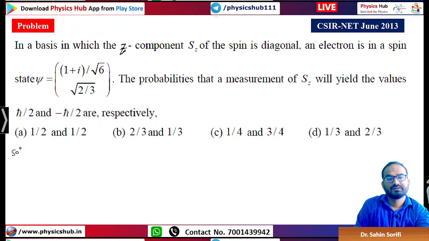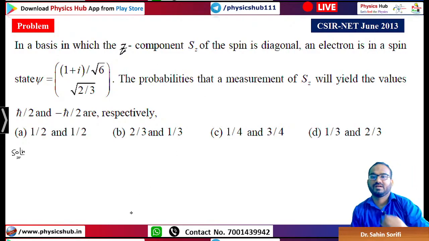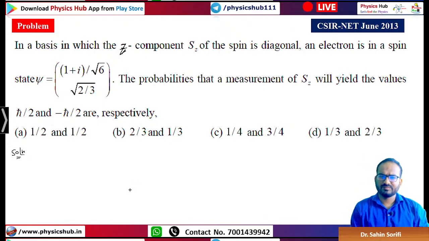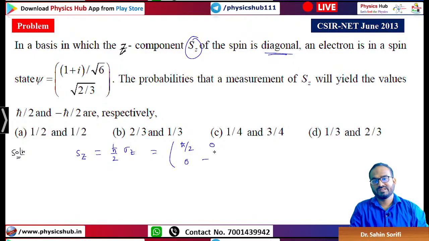Look, this problem is very special. Many times this question came in BRC and other exams. This type of problem came in GATE also. In a basis in which the z component Sz of a spin is diagonal, an electron is in a spin state psi. So if I talk about Sz, the z component of spin, its value is h cut by 2 sigma z, that is 1 0 0 minus 1.